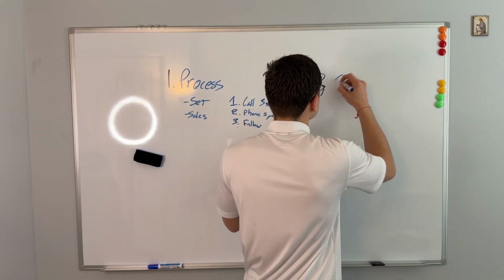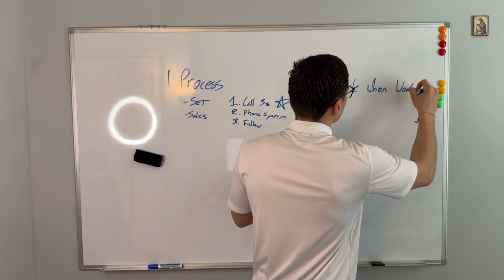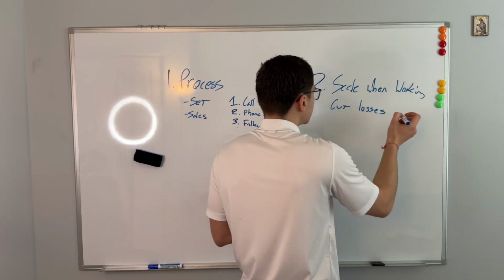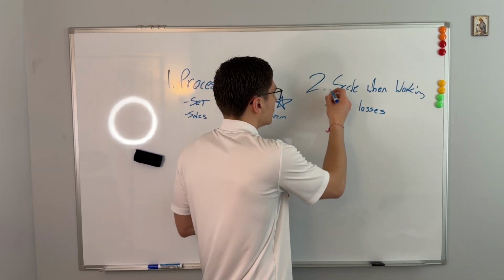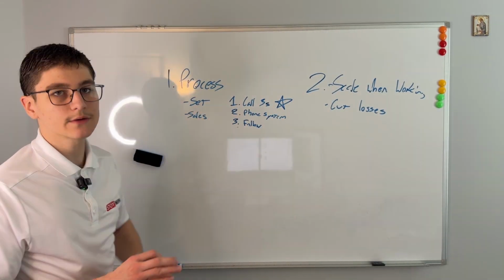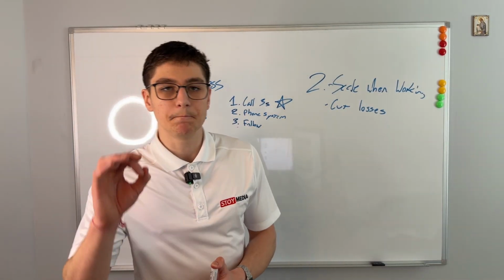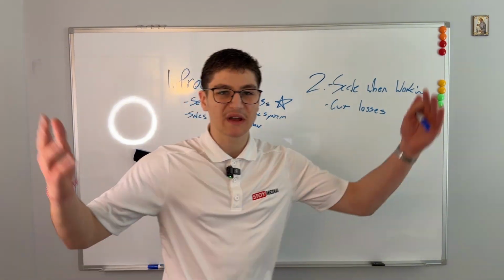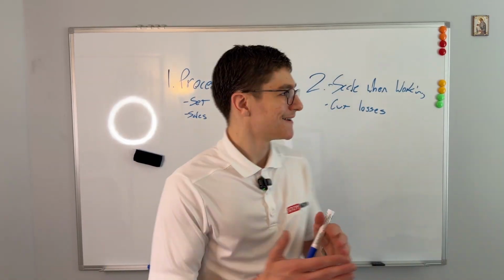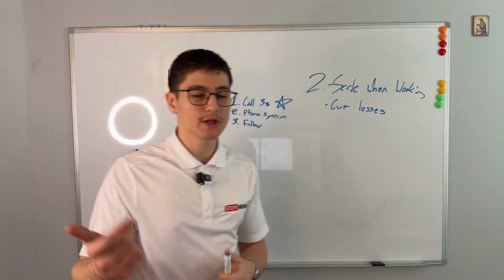It's very simple. So scale when working, and cut losses, we'll say. So if you see that you've onboarded a new lead vendor and they're getting only a 10% set rate, you're doing all this right here, you're still calling within 3 seconds, you still got a decent phone system, you've got a good follow-up process, but they're getting a 10% set rate, cut them out.